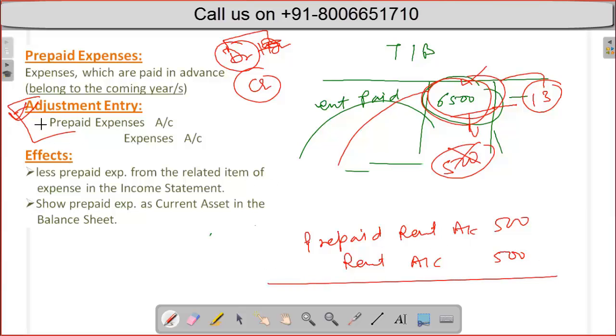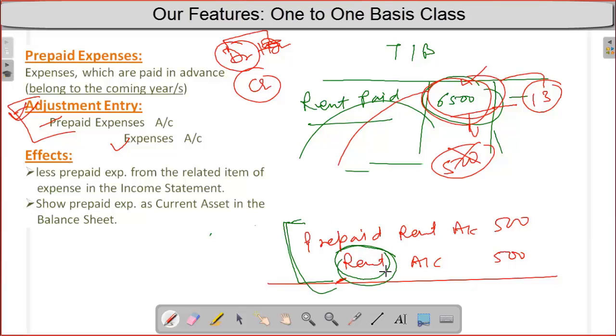Got it? This is the adjustment. See, prepaid expenses account debit, so I wrote here prepaid rent, and expenses account should be credited, so I credited the rent account. Got it or not? Now see, this expenses I debited or credited. This is rent paid and this is also rent paid, and this is debited or credited in the entry? Credited na?